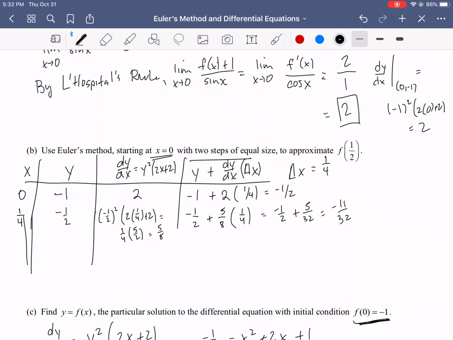So now my next step is going to be at x is 1/2. My y-coordinate is negative 11 over 32. And so now I can say that the approximation for f of 1/2 using Euler's method is negative 11 over 32. Hope that was all helpful.